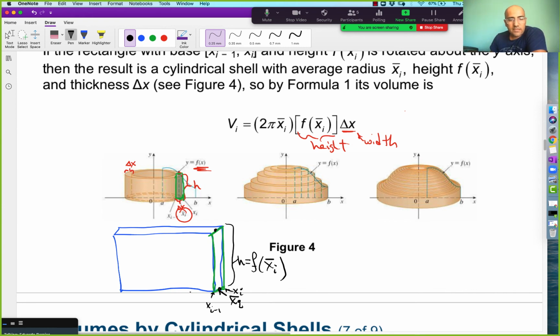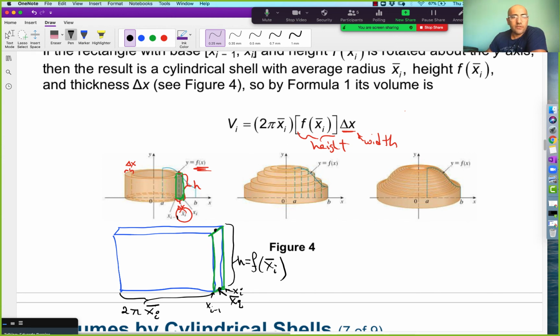And then this distance here is the circumference. We have an inner radius that goes from the center out to x sub i minus 1, and the outer radius that goes from the origin all the way out to x sub i. But we're going to approximate it to be about x sub i bar. So this is the circumference of the circle, which is 2 pi x sub i bar. Good. And that's where this comes from.